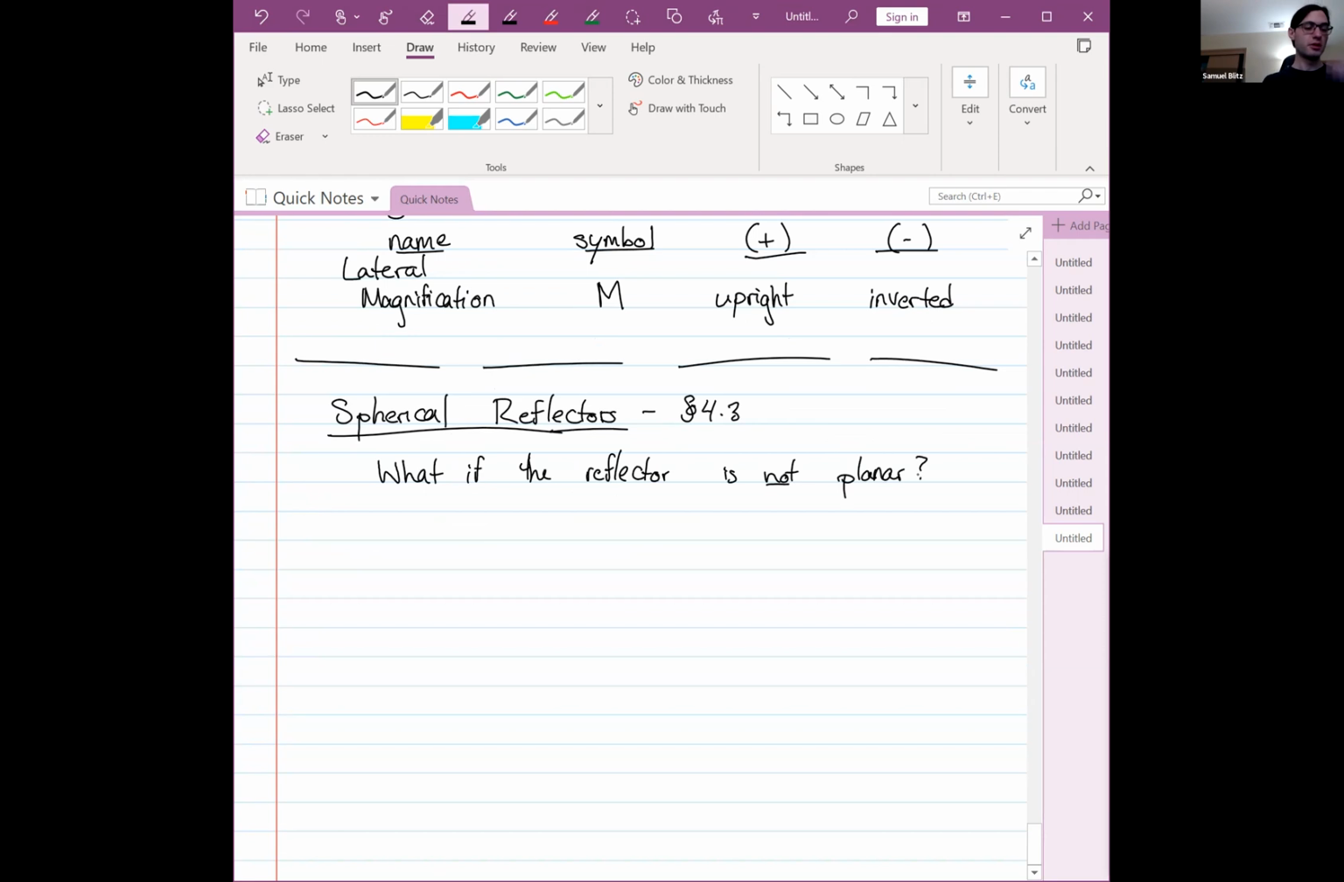So in principle, you could consider just arbitrarily curved mirrors. That's really hard, like really hard. That falls under the field of analytical geometry, which is like a research field. We're going to consider the most simple non-planar case, which is partial spherical mirrors.